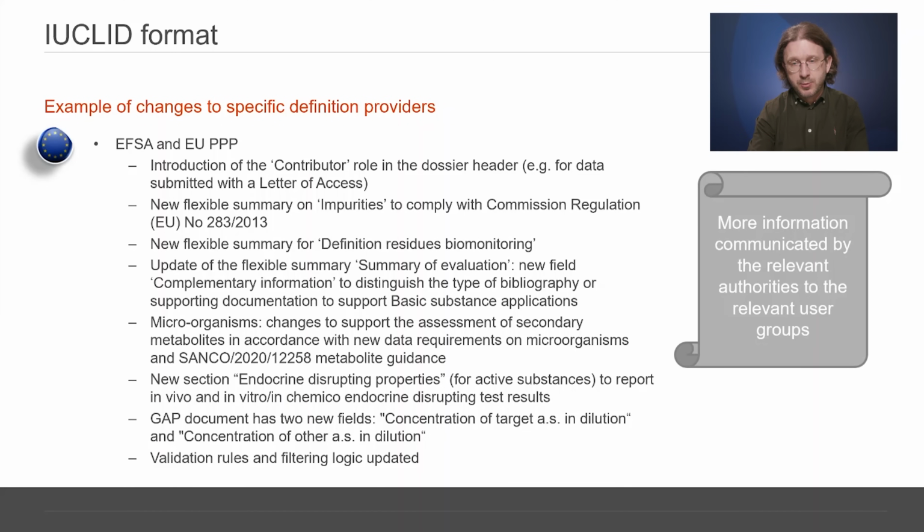And another example of changes we performed in this update is the addition of a new section to store information about endocrine disrupting properties, to report in vivo and in vitro chemical endocrine disrupting test results. There were also some smaller changes, and we updated also the validation rules, and some adaptations to the filtering logic were made to support better the publication of data coming from these submissions.